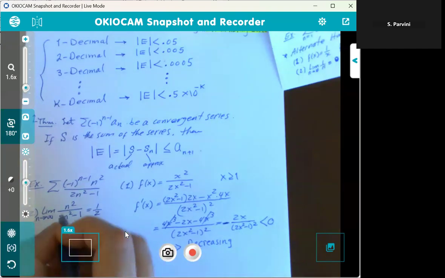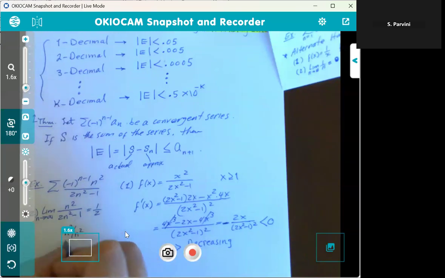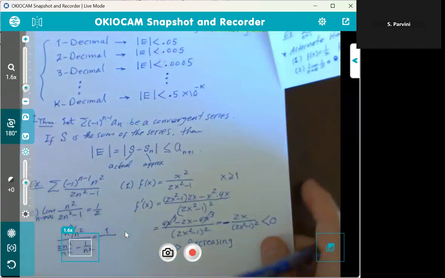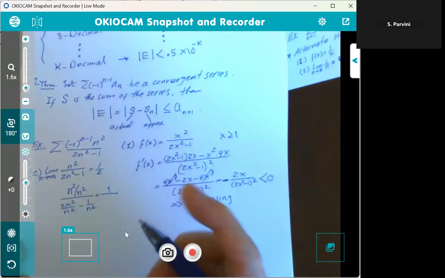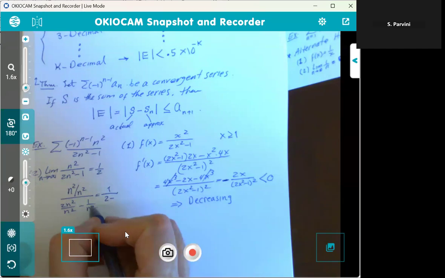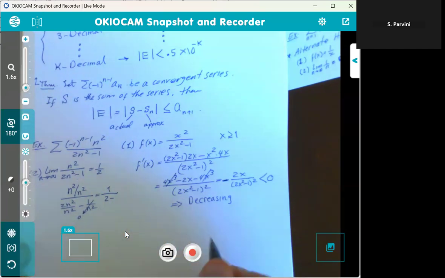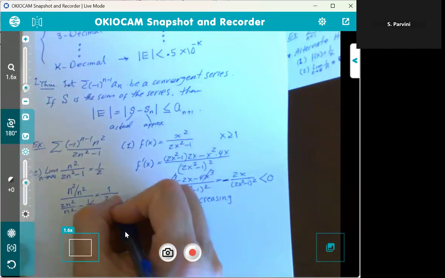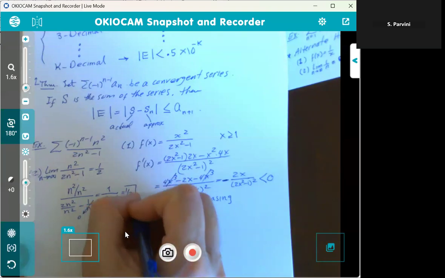Or you can divide the top, for example, by n squared. And the denominator, we go 2n squared over n squared minus 1 over n squared. Now, n squared over n squared is 1. 2n squared over n squared is going to be 2, correct? So this is 2 minus this limit, 1 over n squared, which goes to 0 as n goes to infinity. So you get your 1/2 that way.